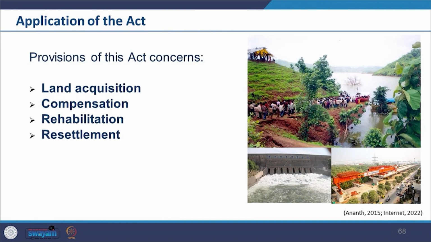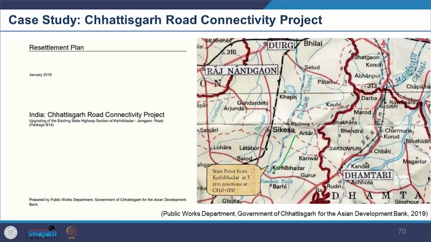So this act makes provision for land acquisition, how they have to be compensated, how the rehabilitation has to happen, and how the resettlement plan has to be prepared. I have provided you with an example case study here, the Chhattisgarh Road Connectivity Project. This was prepared by the Public Works Department, Government of Chhattisgarh for the Asian Development Bank.